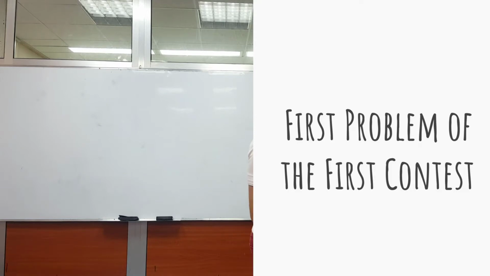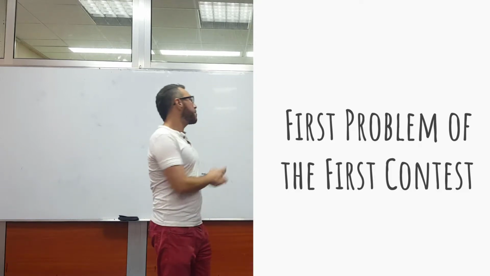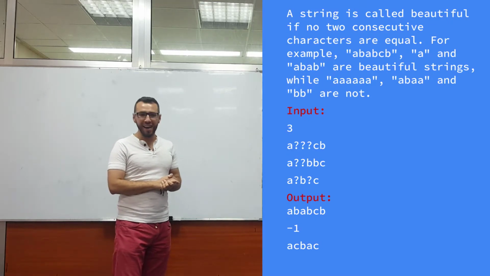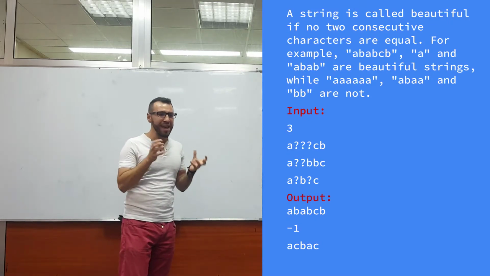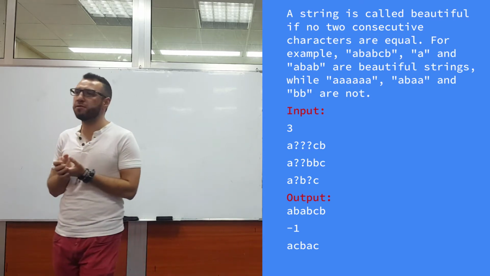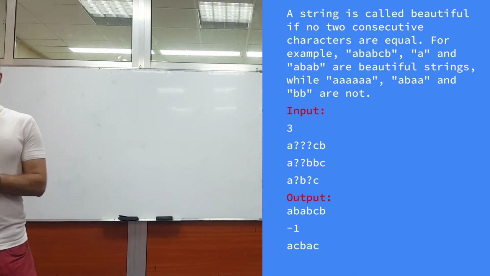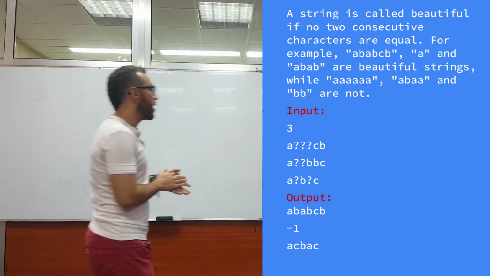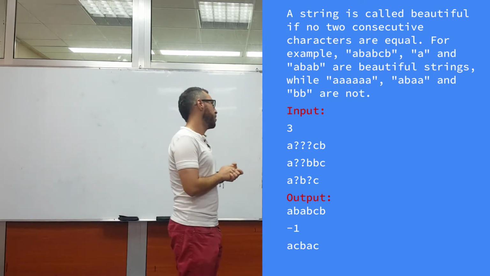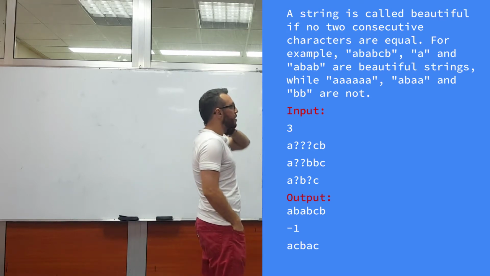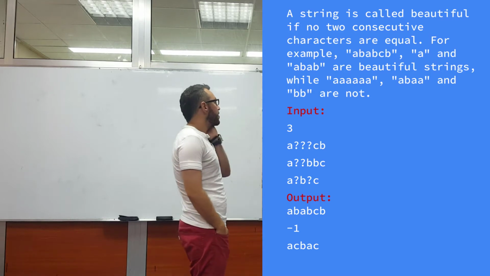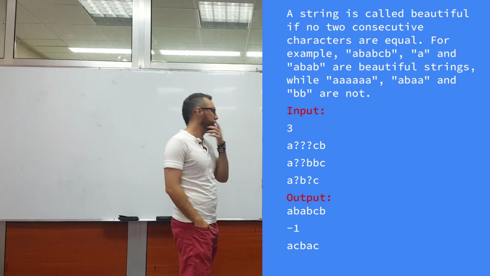Okay, all right, so the first problem of the first contest was Beautiful Strings. In this problem, they had a definition of beauty for strings. If any 2 consecutive characters are equal to each other, that string is not beautiful. Otherwise, it is beautiful. So if you take a look at these examples, like AB, AB, CB, this is a beautiful string. But if it is like AAA, then it's not a beautiful string.